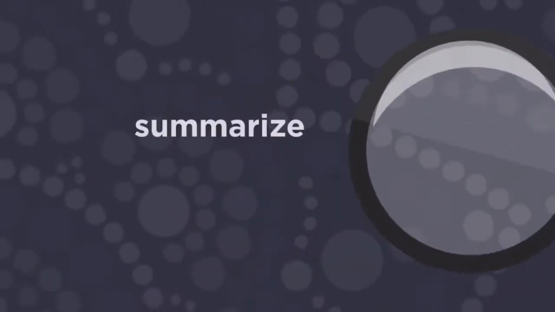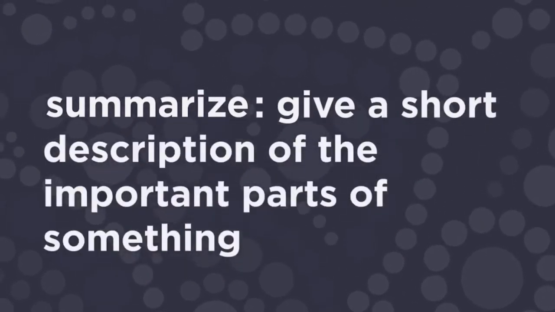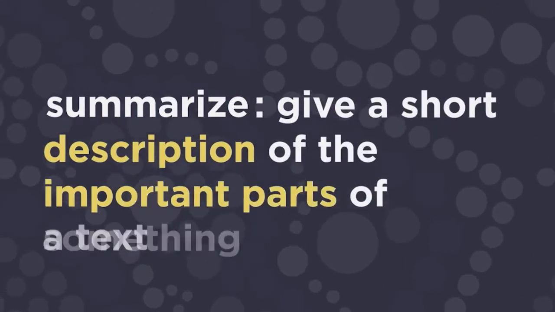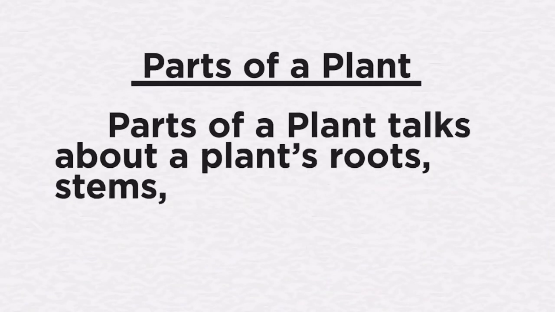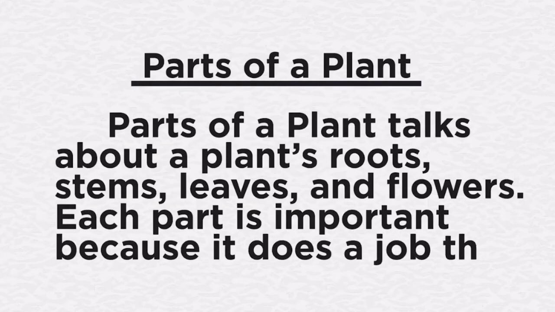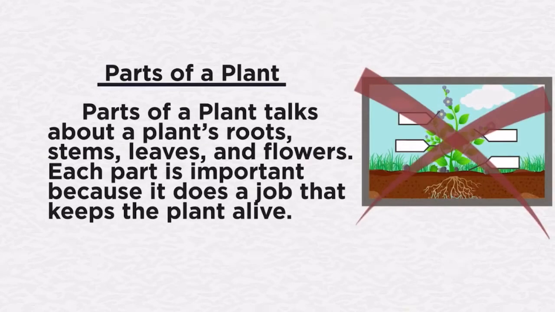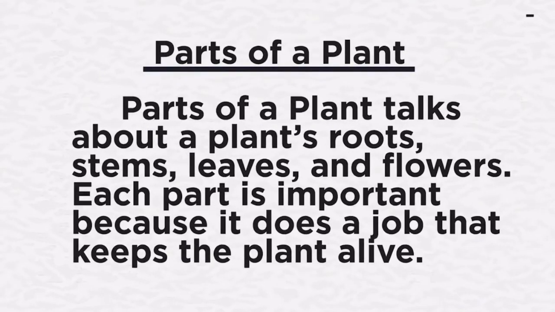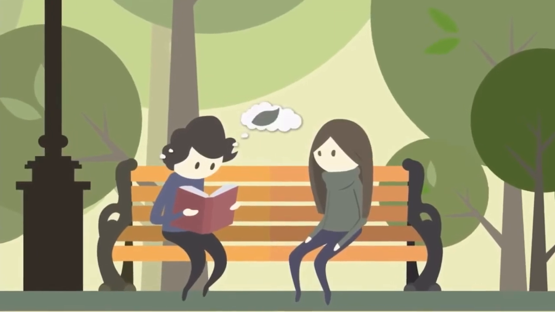One way to show what you have learned from an informational text is to summarise it. To summarise means to give a short description of the important parts of something. Here is a summary of parts of a plant. Parts of a plant talks about plant's roots, stems, leaves and flowers. Each part is important because it does a job that keeps the plant alive. Notice that the summary doesn't give every detail about the text or the job that each part of the plant does. It just gives the main idea of what the whole text is about. The next time you read an information text, see if you can pick out some of the facts.